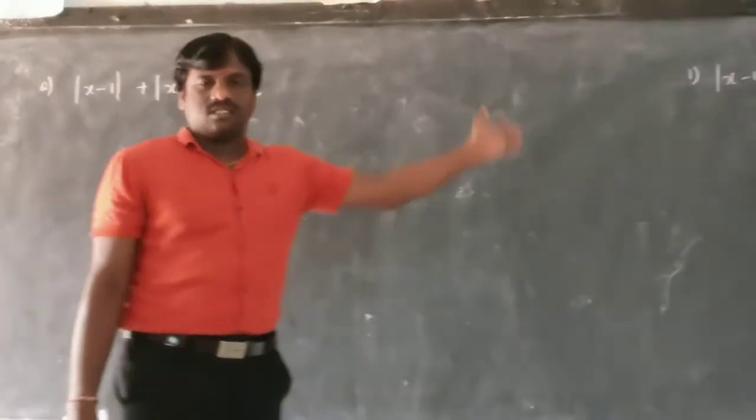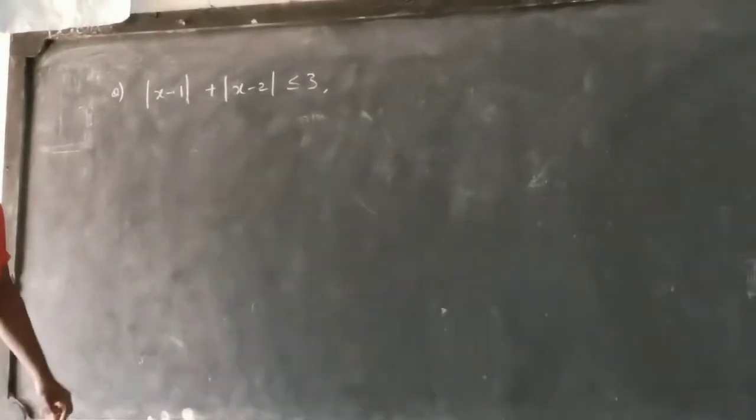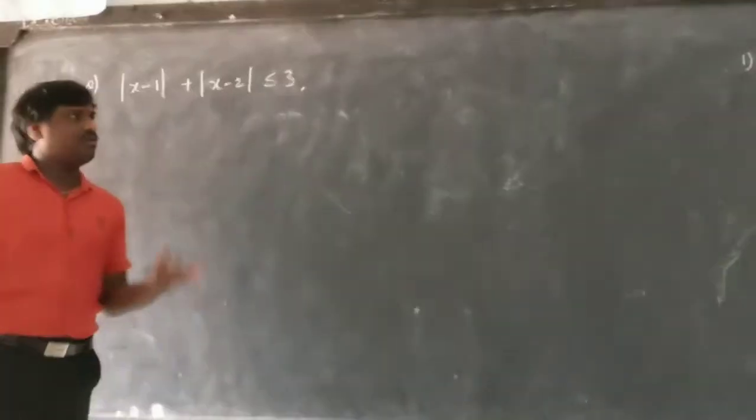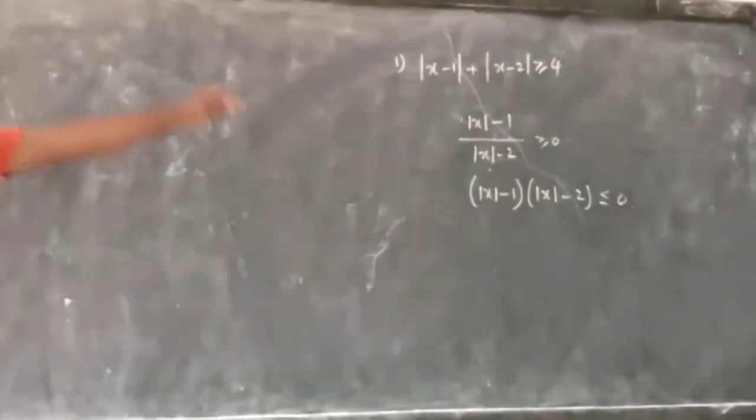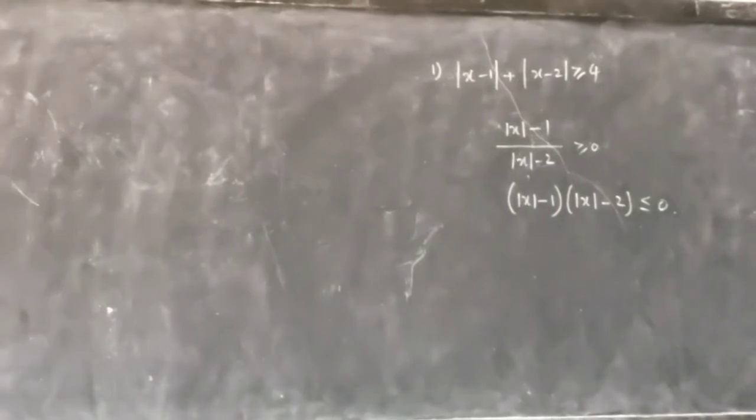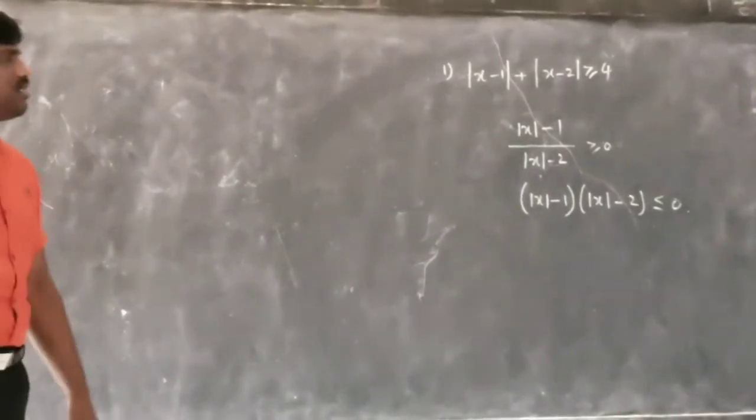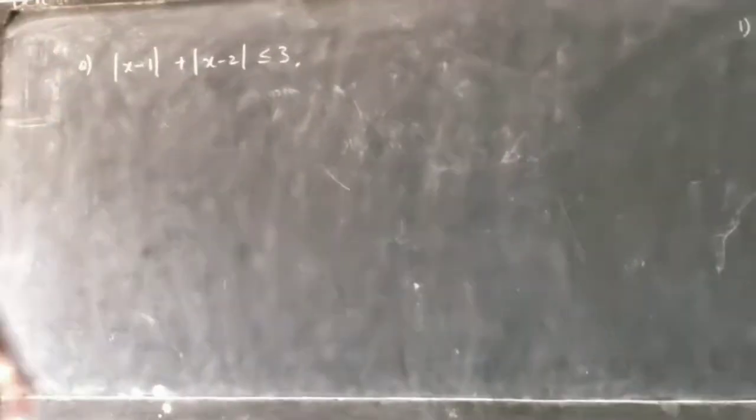Okay, now see here, this question, how to solve it. Mod of x minus 1 plus mod of x minus 2 is less than or equal to 3. What is the answer? Mod of x minus 1 plus mod of x minus 2 greater than or equal to 4. What is the answer? So let us solve this one. I'll solve this first, then after I'll solve that. Okay, let us see here.